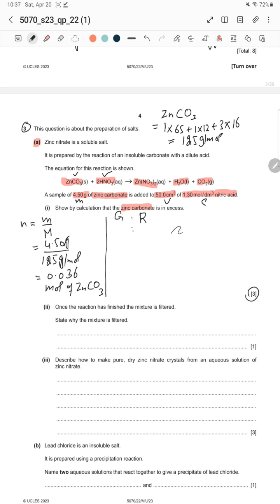So now how will you calculate the moles of nitric acid? You are given with C and V, then you should use the formula C is equal to n over V. From here n will be equal to C multiplied by V over 1000 in order to convert cm cube into dm cube. Now C is 1.30 mole per dm cube multiplied by 50 over 1000. So in this way you will have the moles of nitric acid.